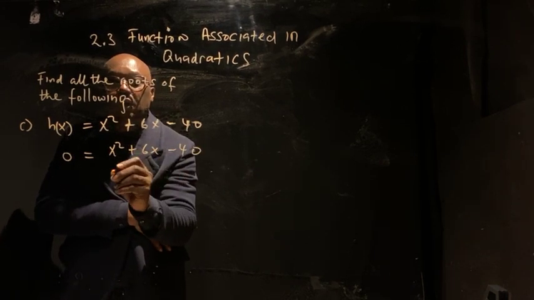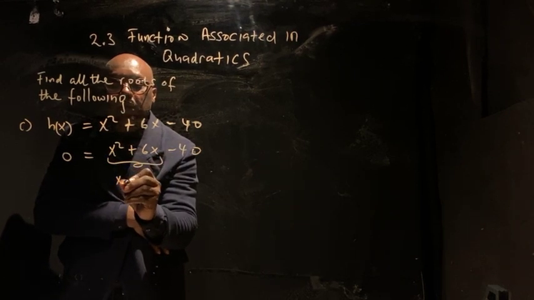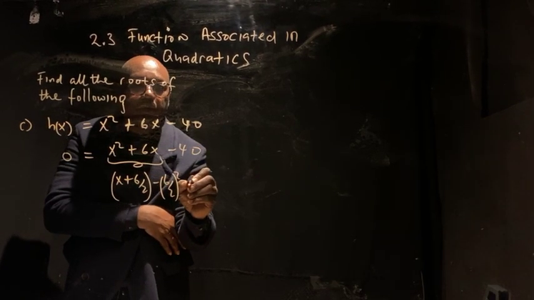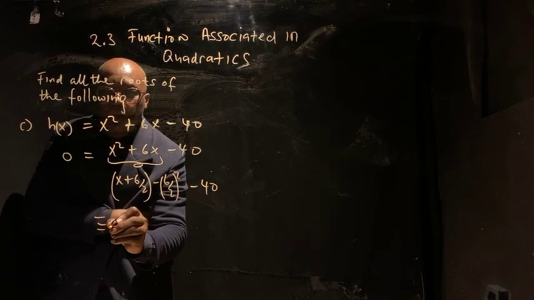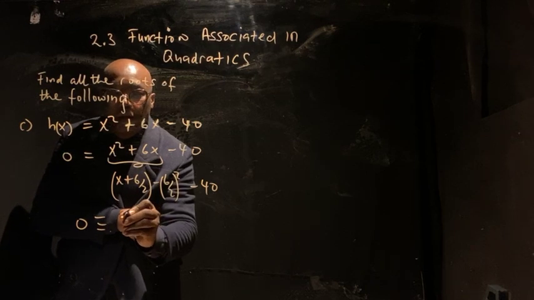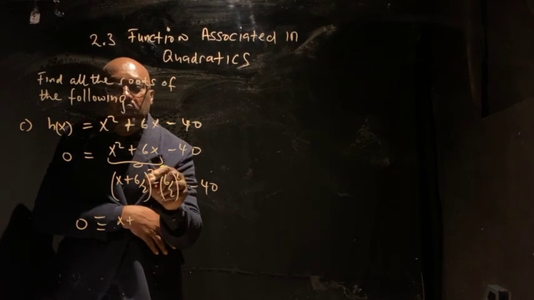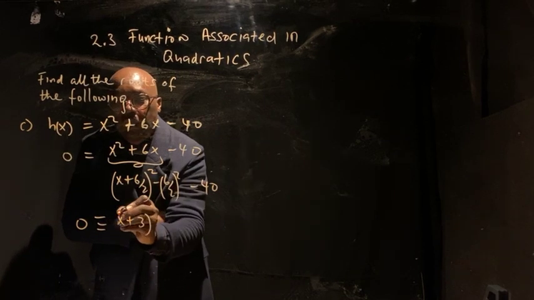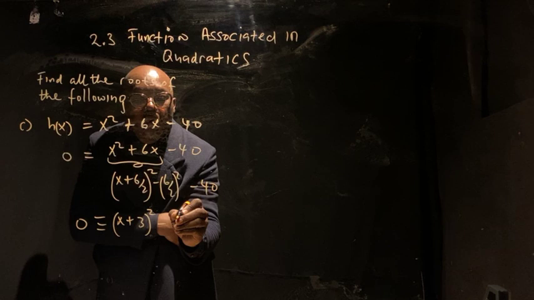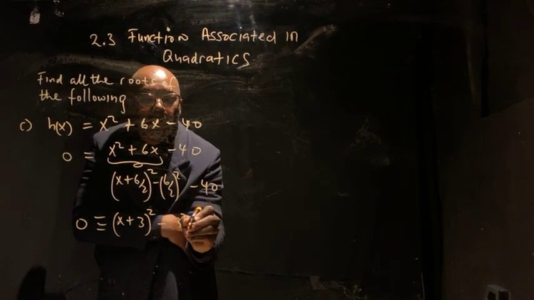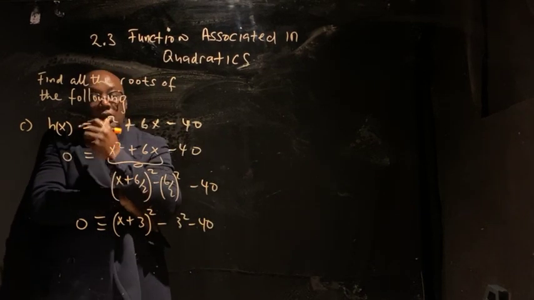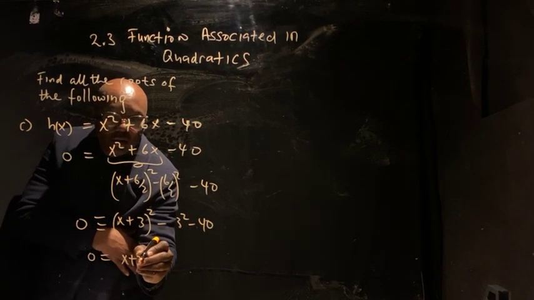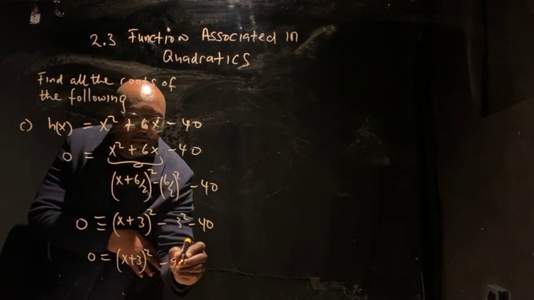Then you complete the square. This is equal to x plus 6 over 2, squared, minus 6 over 2 squared. Then comes the 40. In that case, we have 0 equals x plus 6 over 2, which is 3, and then squared, minus 3 squared, minus 40. Good. So it becomes 0 equals x plus 3 squared minus 9 minus 40.